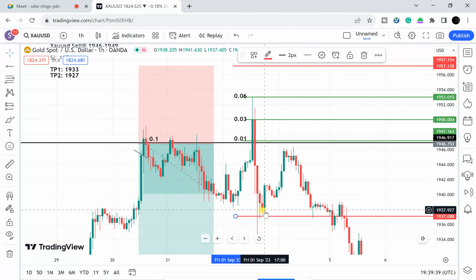From this zone to this zone, from here to here is 100, then 100 plus this, that's around 130 pips. All right, so that means 13 times 3, that means we are making $39 off this particular zone. So 39 plus 10, that's 49.